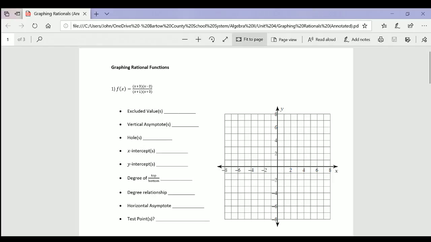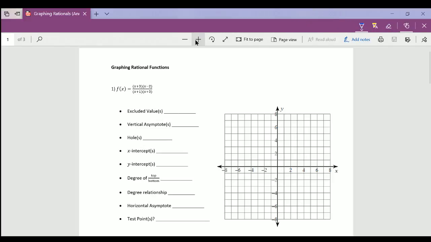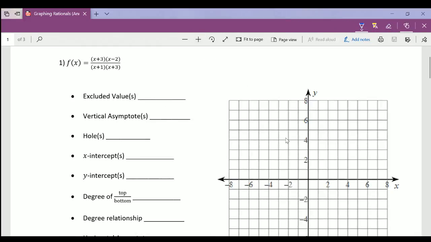And I'll get going on this in just a second. I am starting with something that's already factored, so we don't have to worry about that piece. If that is an area that you're struggling with, at least for this first question, we'll have that out of the way.